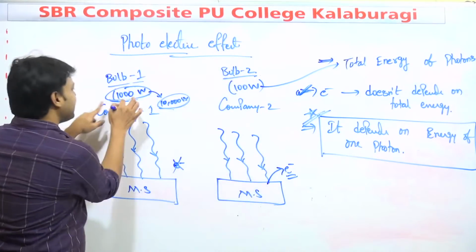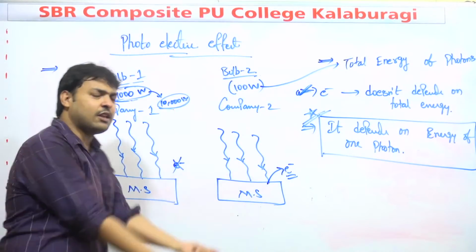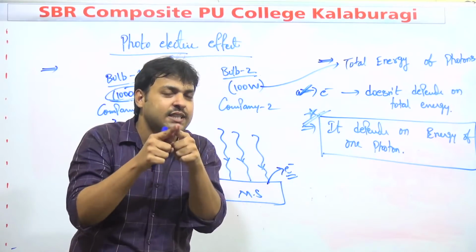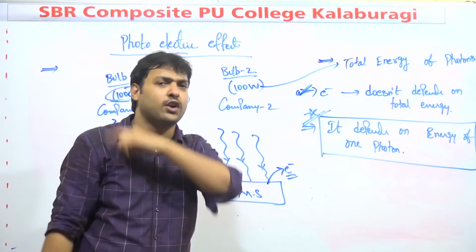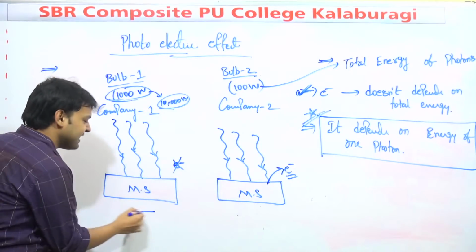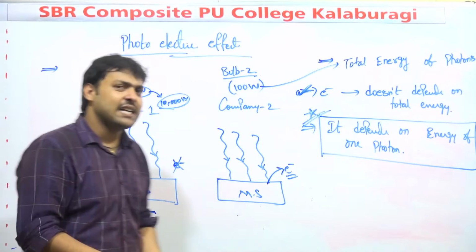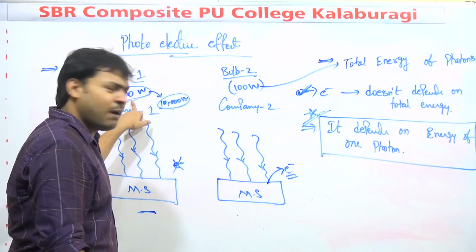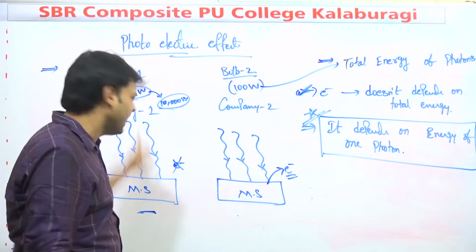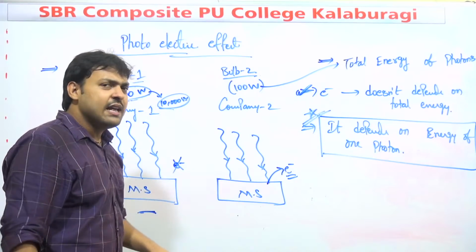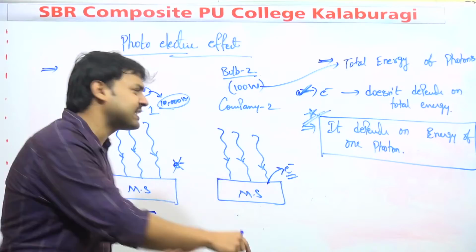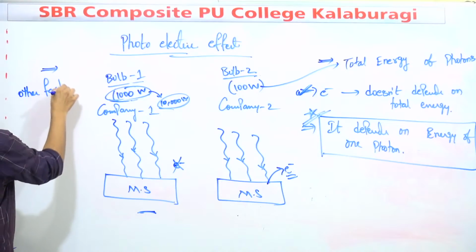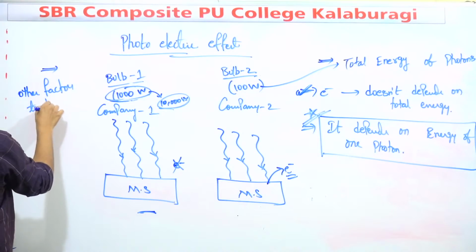So now if I change 100 to 1000 or 1000 to 10,000, what will happen? Total energy we are changing. We are not concentrating on the energy of one photon. So that's why electron didn't come outside. Now in the next class, we have to discuss, okay, if power is changing, so energy is changing, and electron is not coming outside, then what are the other factors to discuss?